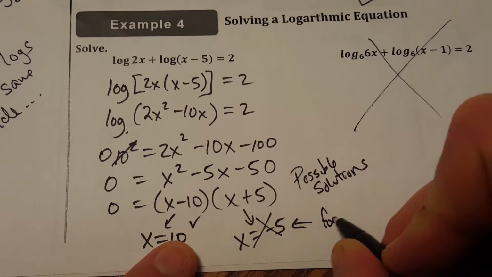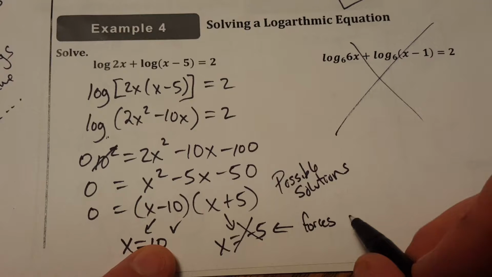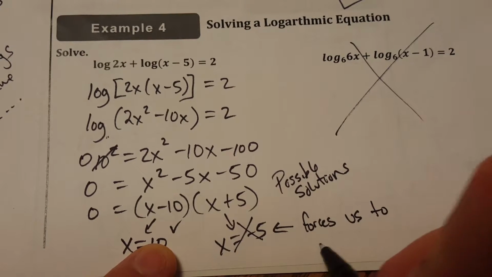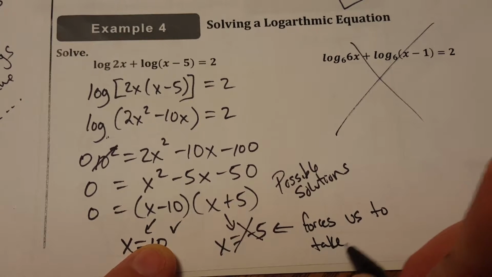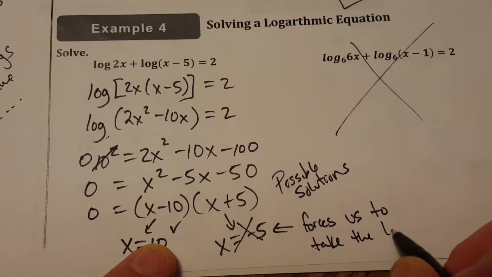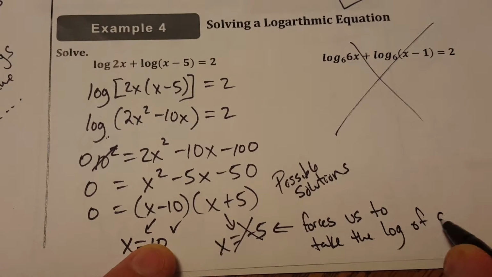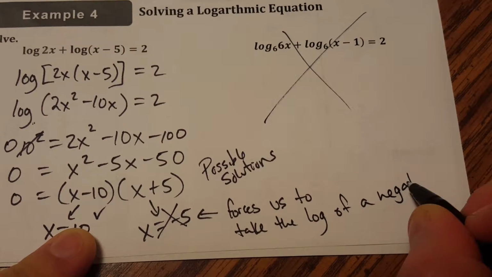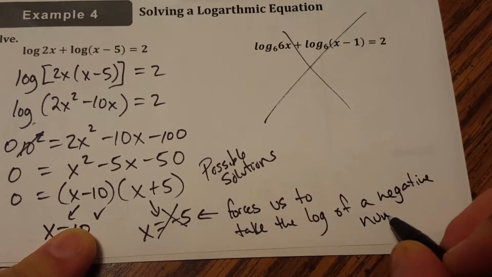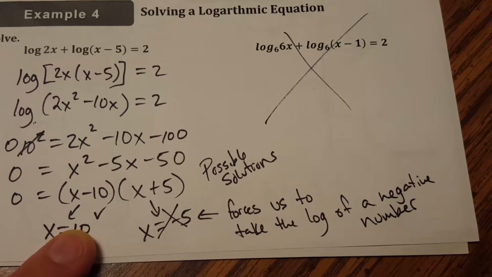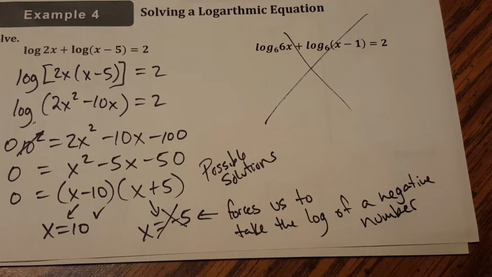This one forces us to take the log of a negative number, and that's not allowed. That's not part of our domain. So we're going to throw this one out. It's called extraneous, and we'll keep x equals 10. That's the only solution. Let's see what's on the next page.